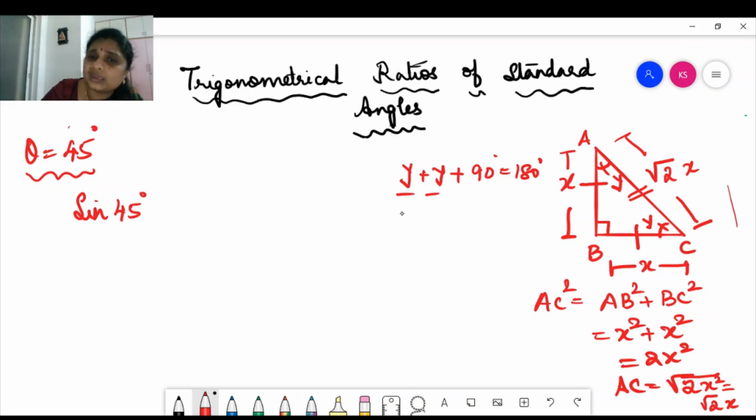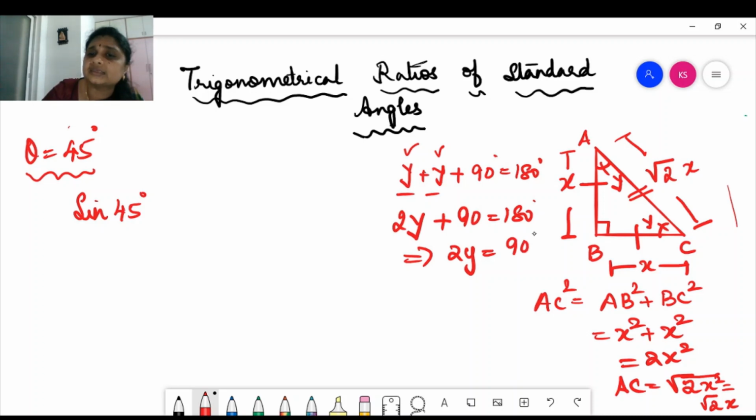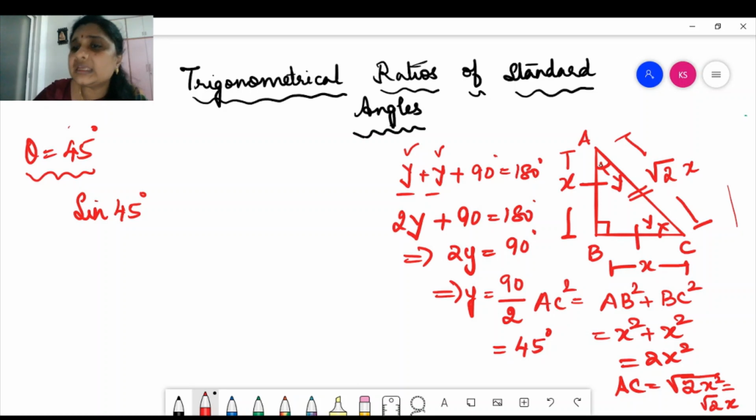So y plus y, like terms can be added. So y and y add up to be 2y, plus 90 is equal to 180. So this implies 2y is 90. I'm taking this 90 to the other side and subtracting it from 180. I get 90 degrees. So my y is, this 2 is also going to be taken to the other side. Since it's multiplied here, it will go as division. It will divide this 90 on the other side. So you will get 45 degrees. So each of these y's is going to be 45 degrees in measure, right?